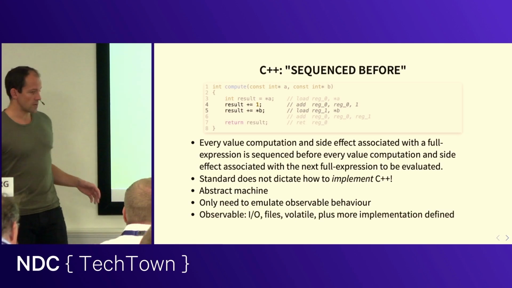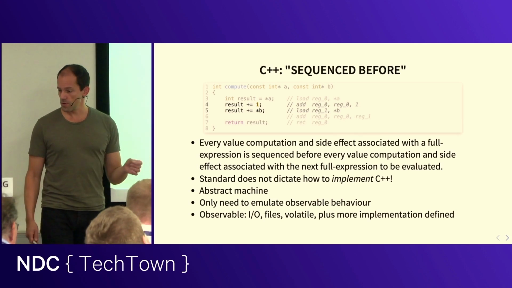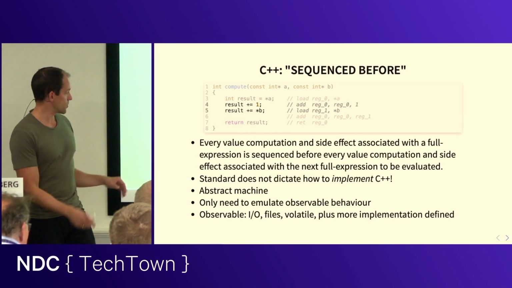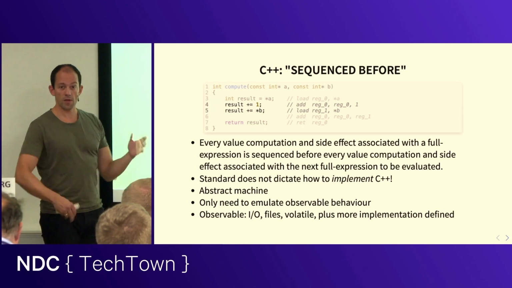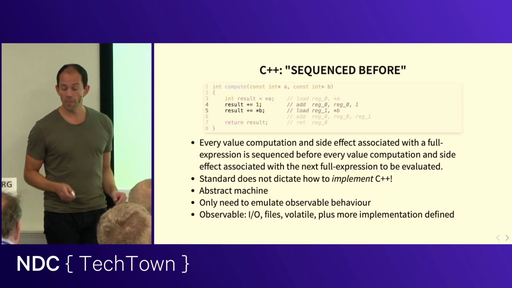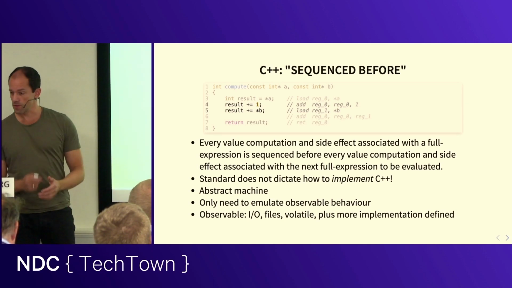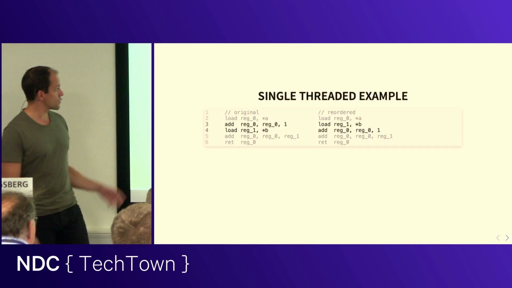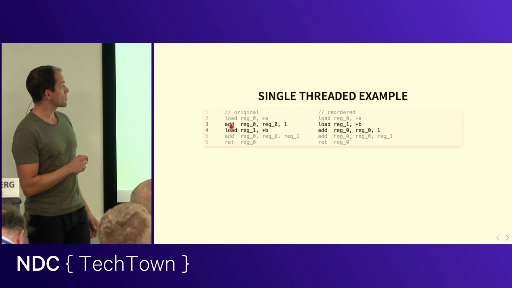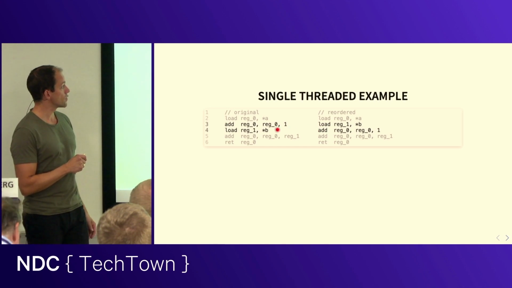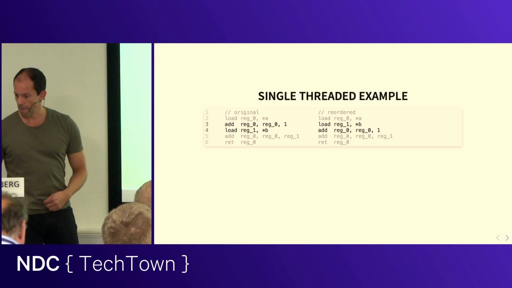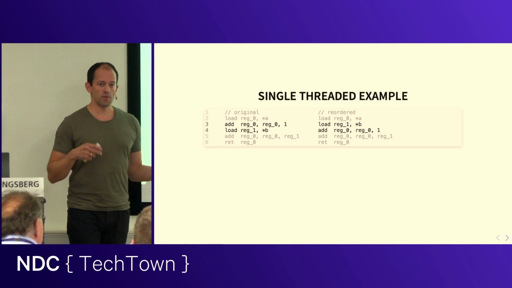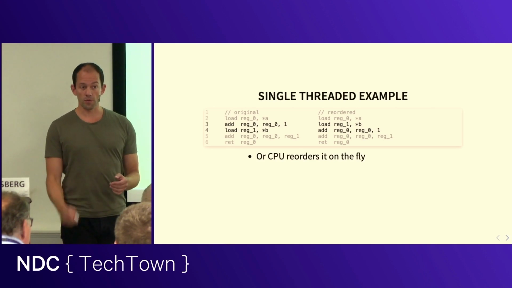And observable, that's any input, output, files, volatiles, and implementations can define more if they want. But as long as I/O, files or volatile accesses are not affected, you can reorder whatever you want in any way. So yeah, we can actually reorder these two lines. If we look at the assembly here, to the left we have the original, and to the right we have the reordered one. So the compiler went, let's start the load a cycle earlier so that we can finish this whole thing a bit quicker. Or even if the compiler doesn't do it, the CPU can do that on the fly.